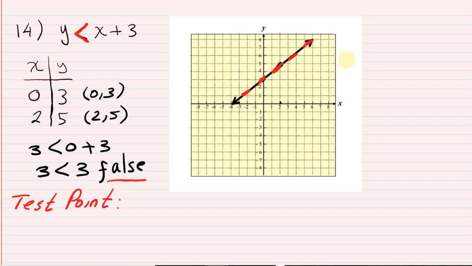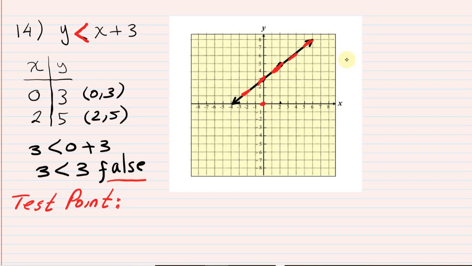Okay. Now, a test point is a point of your choosing. In fact, you pick both x and the y. So, the only restriction is you cannot pick the points that are on the line itself. Okay, so any other point is fine. Usually, my favorite test point is right here, this one, the origin.